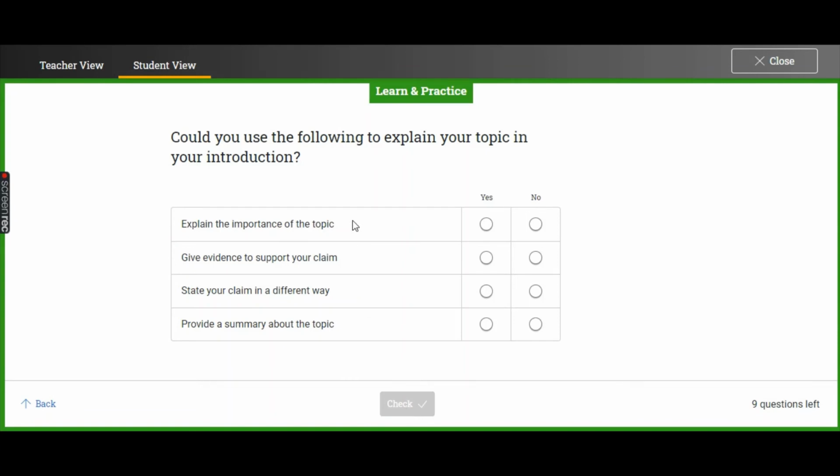Alright. Explaining the importance of a topic definitely can go in your introduction. Giving evidence does not go in your introduction, it goes in the body. Stating your claim in a different way, you are only stating the claim once in the introduction, so that wouldn't happen until later in the body, and then providing a summary on the topic.